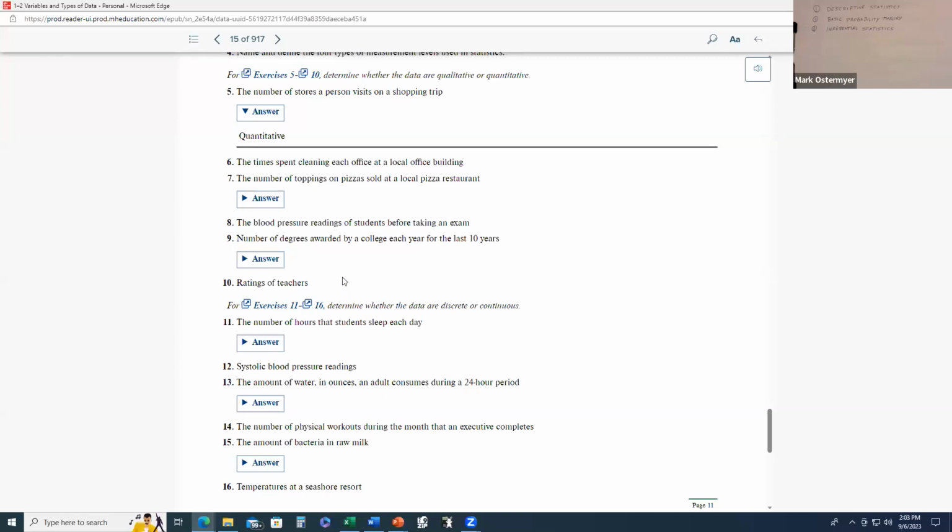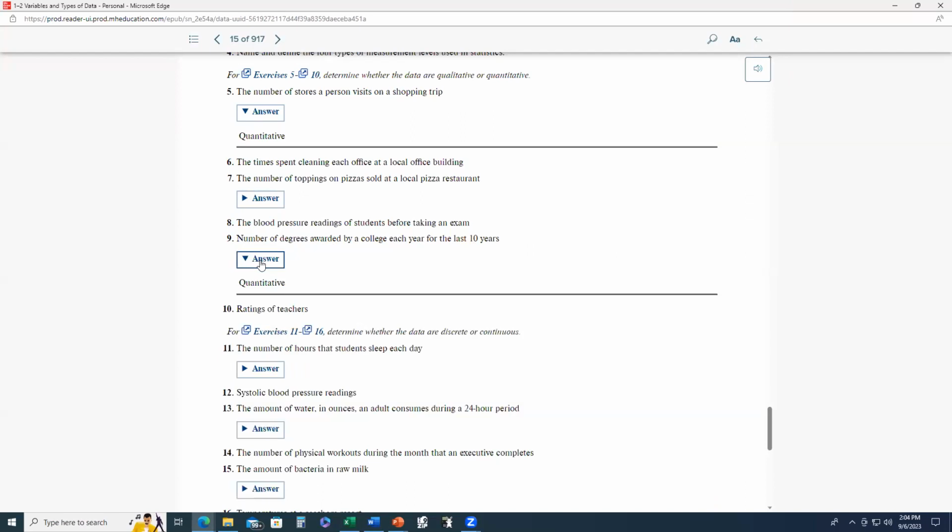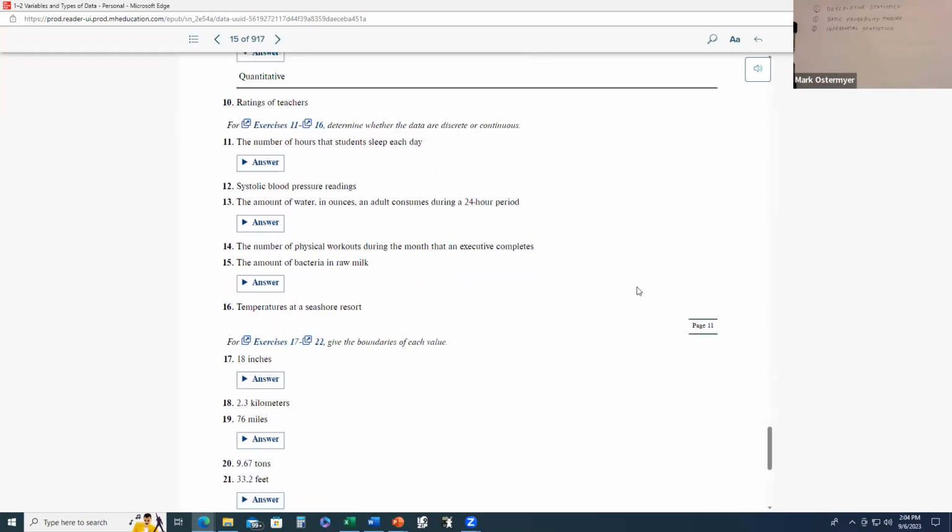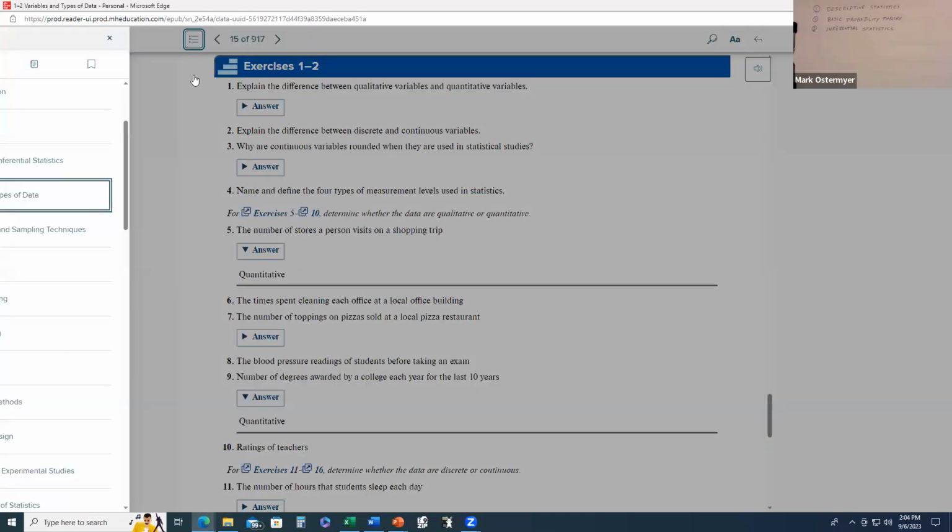All right. Let's see here. Number 9, the number of degrees awarded by a college each year for the last 10 years. Probably what? Quantitative. Okay. All right. So we good on that, ladies and gentlemen? All right, let's move on.